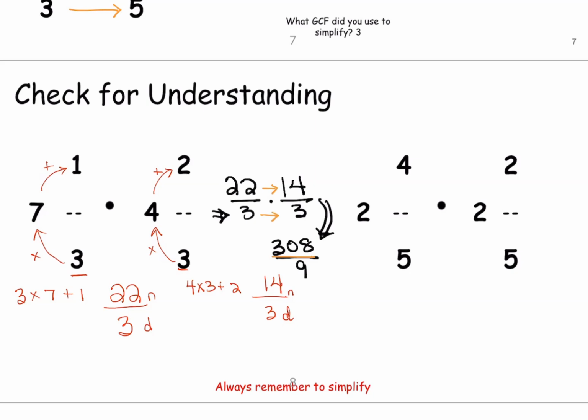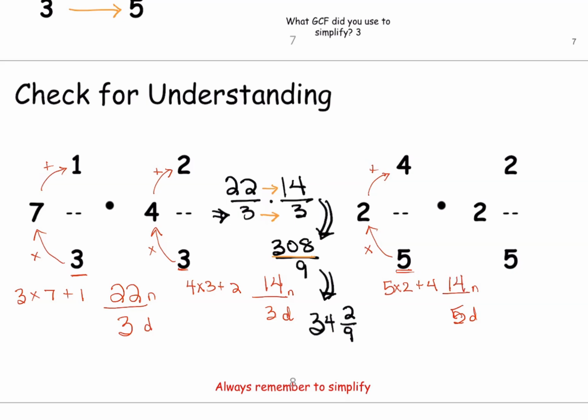When we simplify that down, we get 34 wholes and 2/9 remaining. Always remember to simplify. Let's try that again for the next problem. 2 times 5 plus 4, which is 5 times 2 plus 4. That goes in our numerator position. We keep that 5 in our denominator position. 5 times 2 is 10, plus 4 is 14.